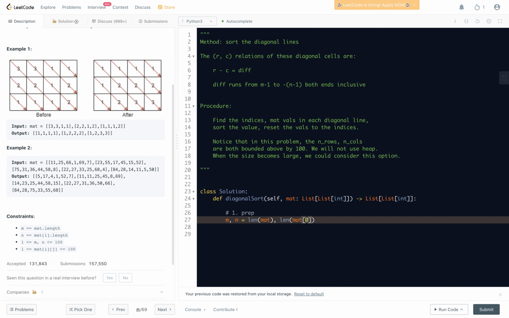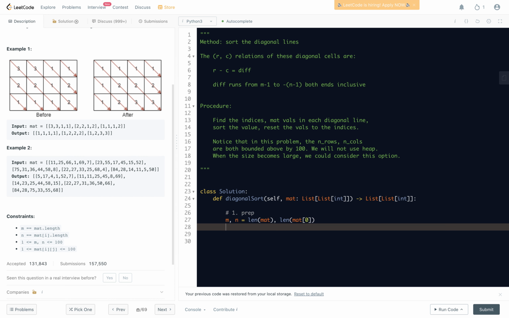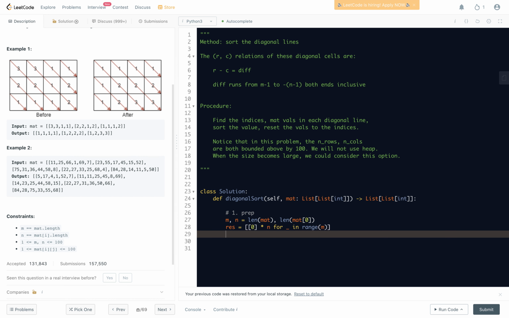So that's it, right? Another thing we want to prepare is to initialize our result variable, which is a two-dimensional array, to prepare our return. For this, we're going to use 0 times n, because we have n columns, and then for a dummy index running in range 0 to m minus 1, that is range m. So this is the preparation step.